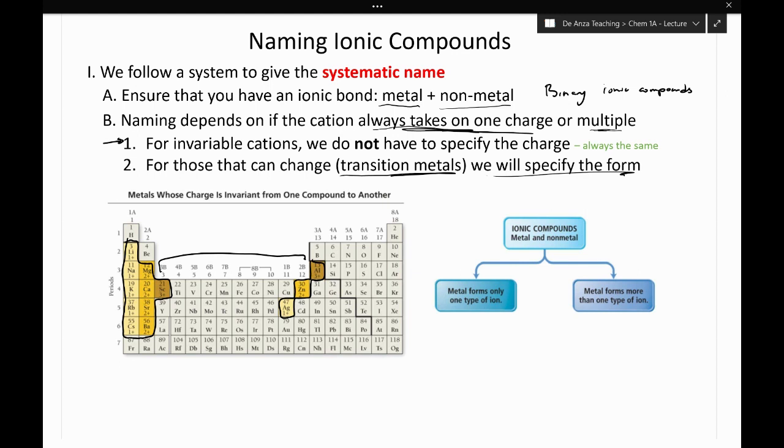So we're going to make sure we have a metal plus a nonmetal, and then we're going to name it one way if we have only one type of ion, and name it a second way if we have two types of ions. Okay?